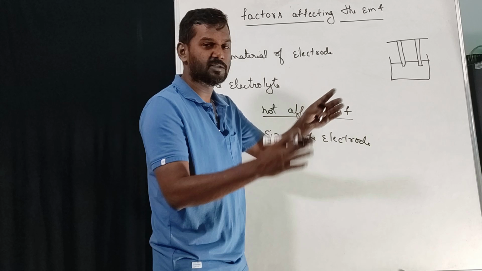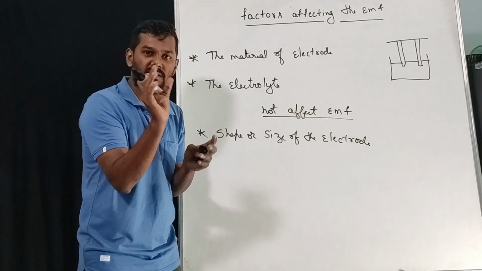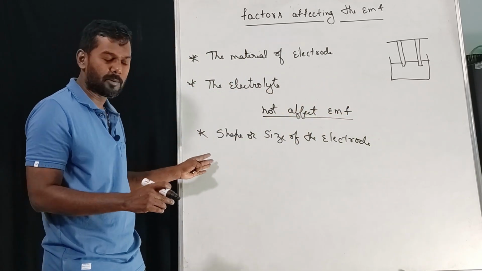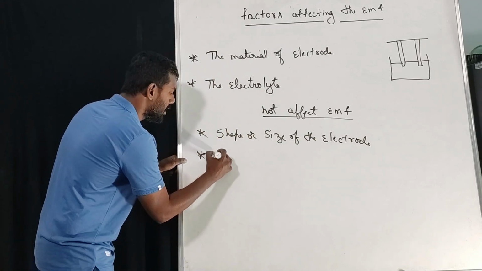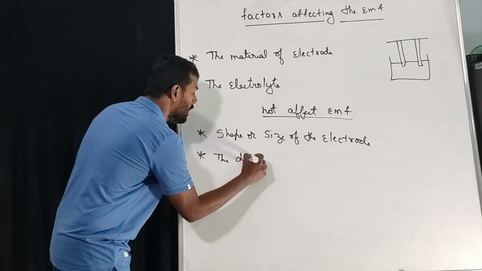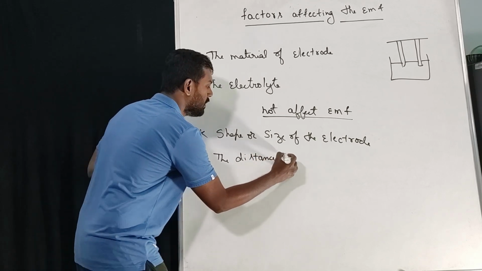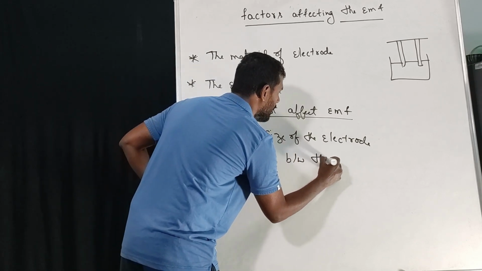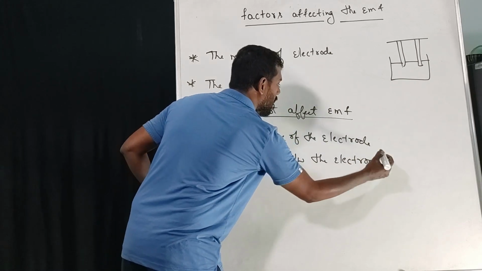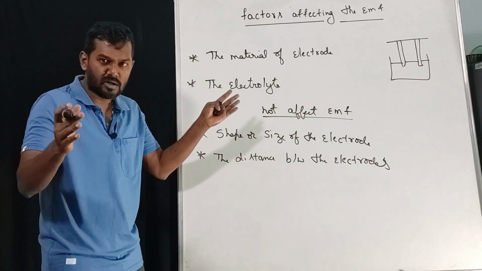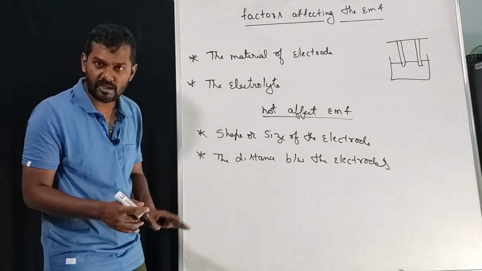See, if it is big, and the different size and different shape, this will never affect EMF. Then the distance between the electrodes, if the distance is far or near, it will never affect EMF.